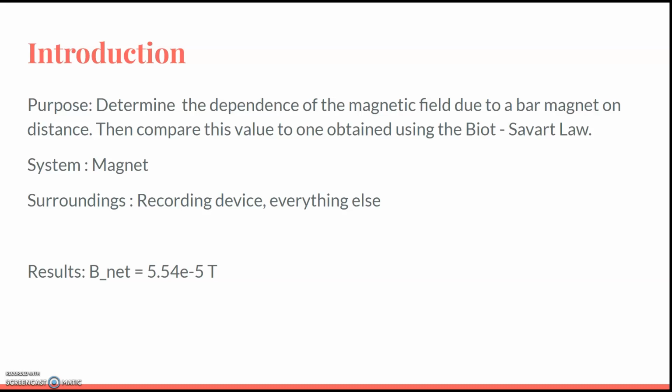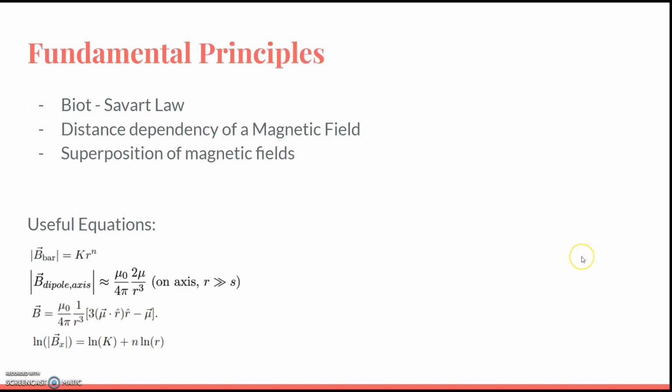And when all was said and done, I got that the B net is 5.54 times 10 to the negative 5 teslas. So some fundamental principles that are very important in this lab are going to be the Biot-Savart law, which is right down here in these two different forms. The distance dependency on a magnetic field, because that's ultimately what we're trying to determine. And then finally the concept that magnetic fields can be superimposed on one another and either additive or destructive depending on the situation.